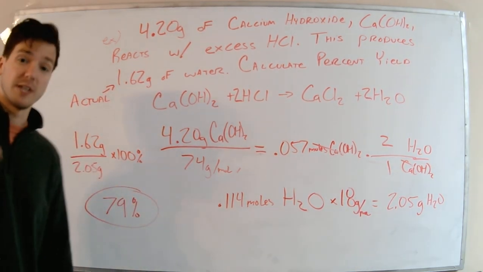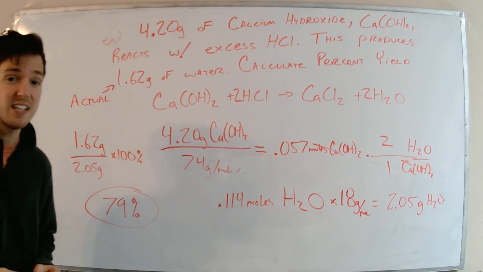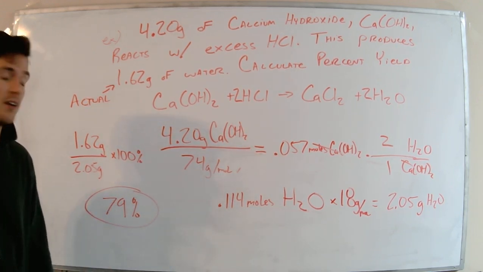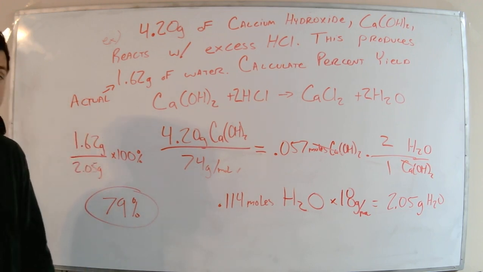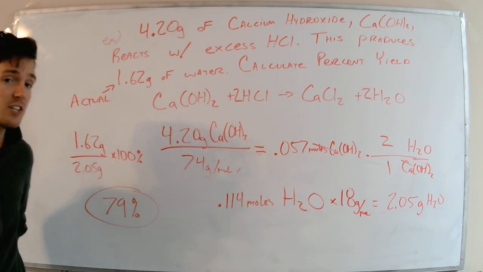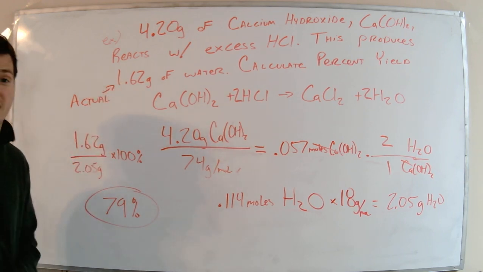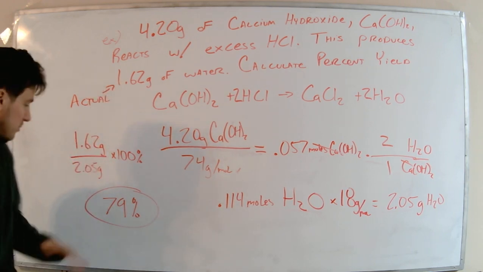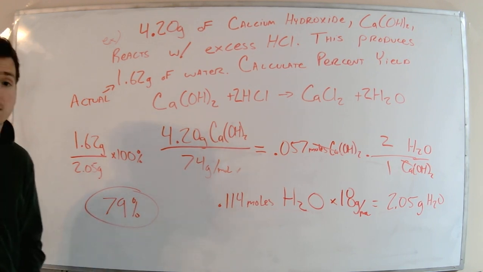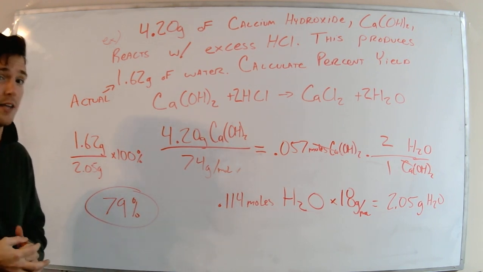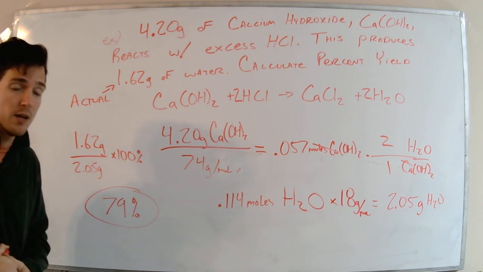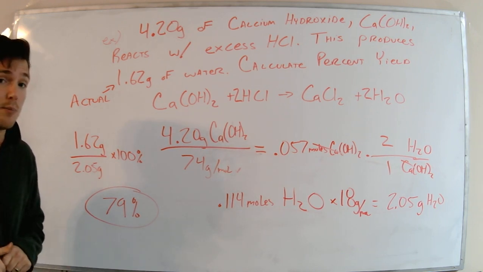yielded or recovered. So what this is saying is that through this whole reaction, we got 79% of what we should have. If things were perfect, we would have got 2.05 grams of H2O, but actually we got 1.62 grams of H2O, so only 79%. Okay, this isn't bad. It's really hard to get high yields out of some reactions. Some companies have done a really good job of getting their yields pretty high.